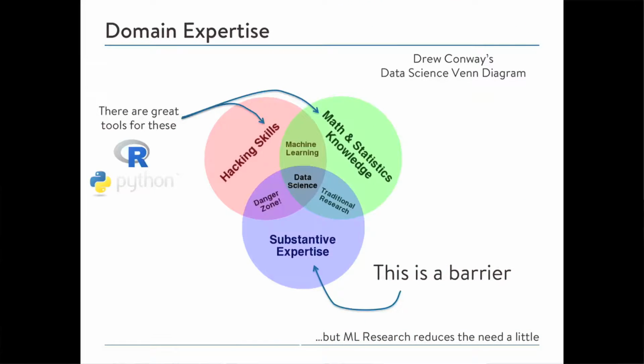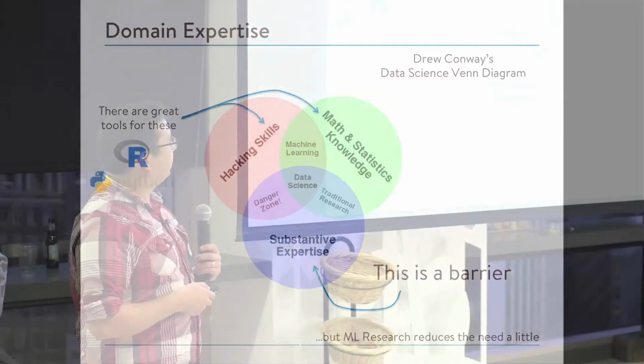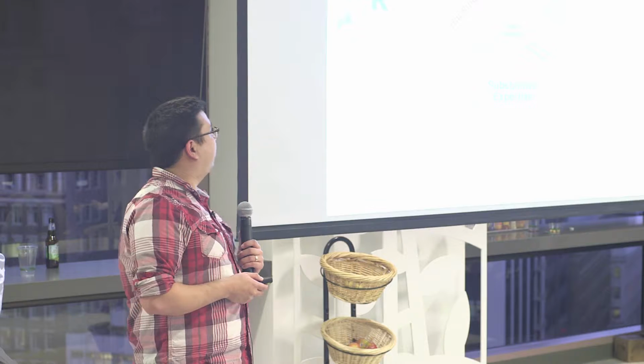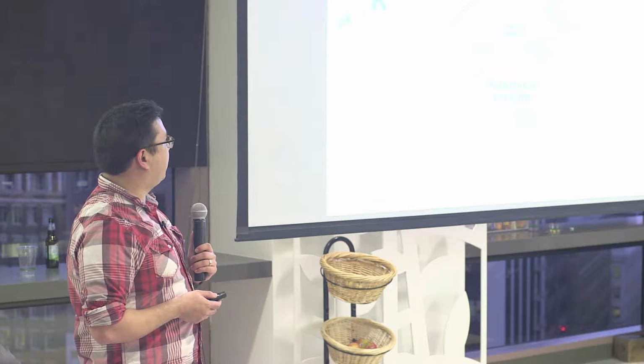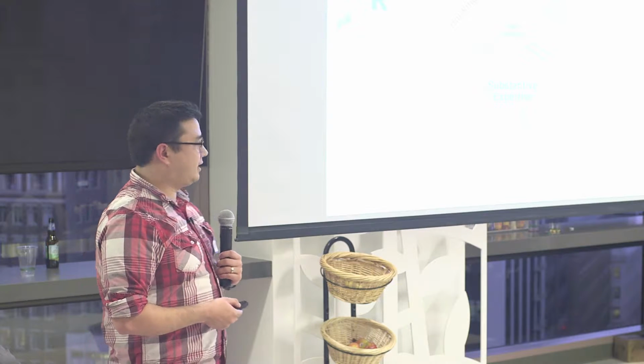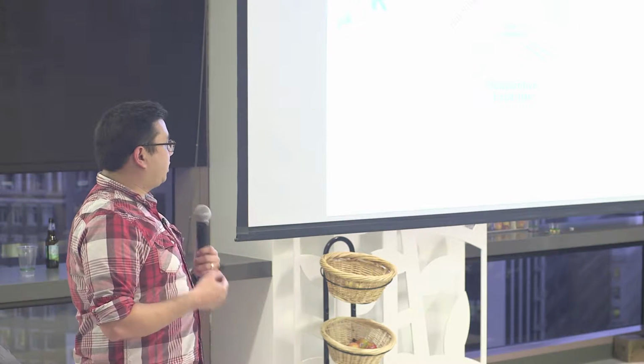When data science started becoming popular, there was this really popular Venn diagram from Drew Conway that showed that at the middle of hacking skills, math and stats knowledge, and domain expertise, you have data science. I would argue that there are great tools as far as the hacking skills and math and stats. We have R and Python and the whole stack that's been built around data analysis for that. But domain expertise is actually a barrier, right?